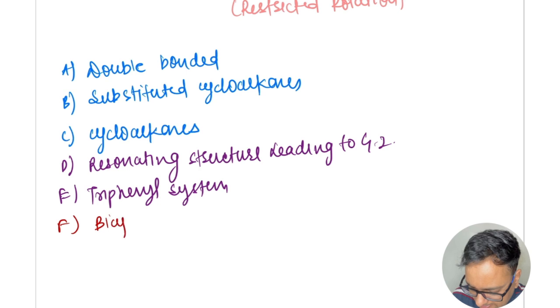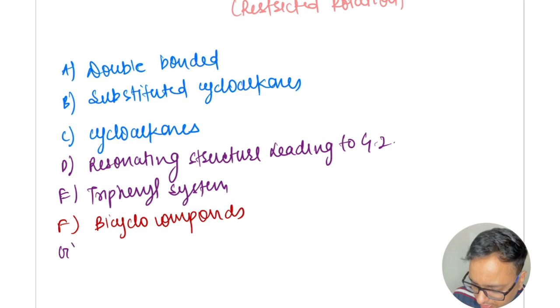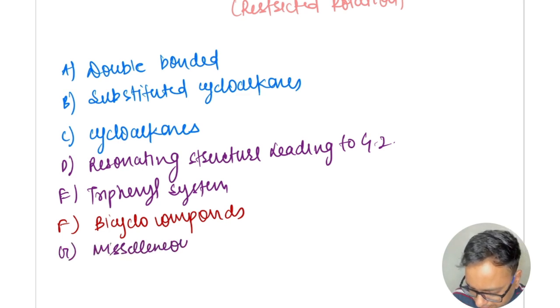F, it is bicyclo compounds. G, it is miscellaneous. So these all are the category of geometrical isomer.